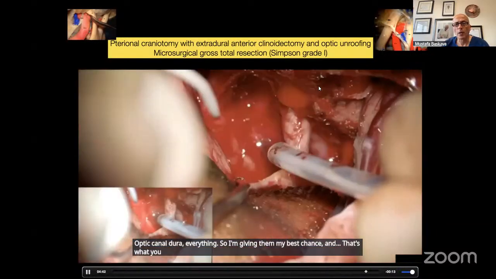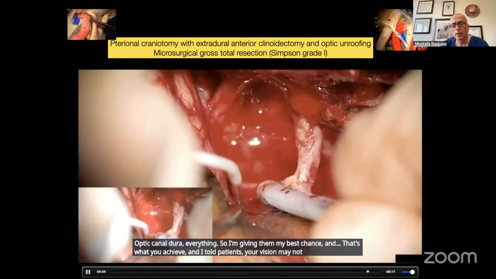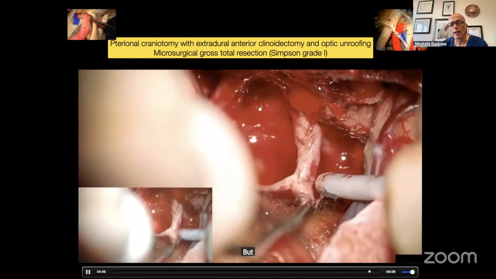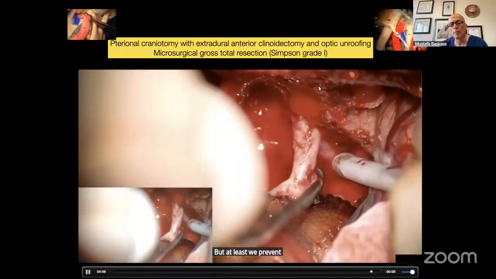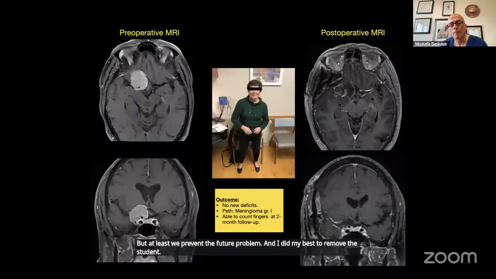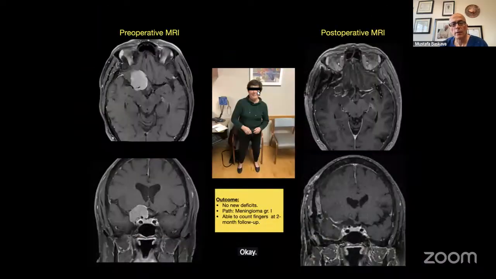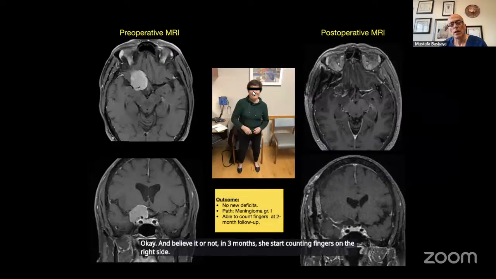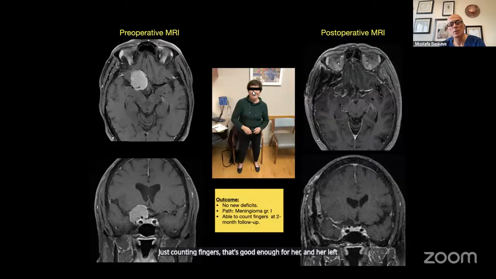And I told the patient, your vision may not come back, but at least we prevent the future problem. And I did my best to remove this tumor. Okay. And believe it or not, in 3 months, she started counting fingers on the right side. Just counting fingers, that's good enough for her. And her left side and chiasm is perfectly fine.